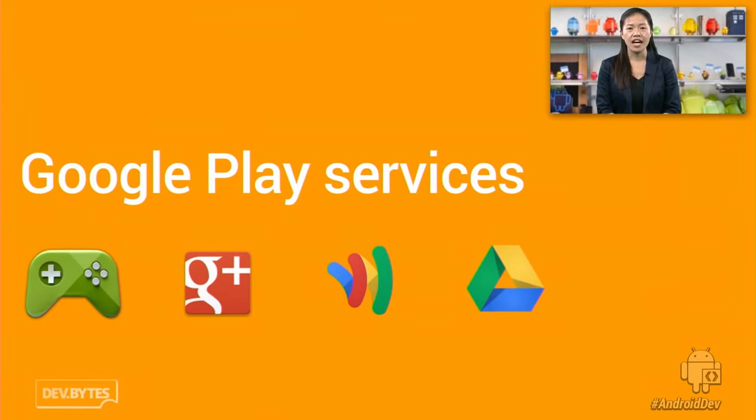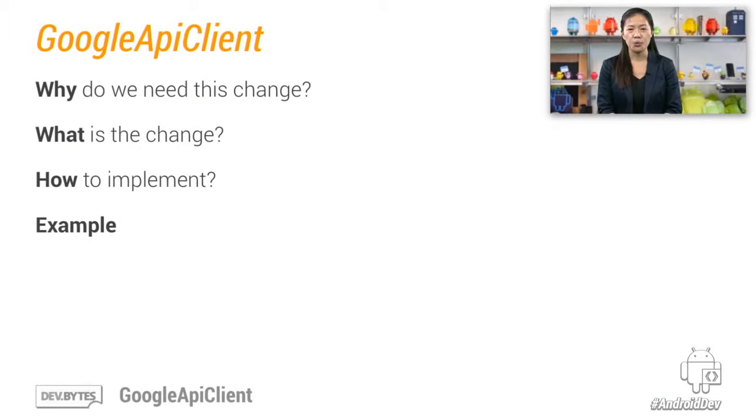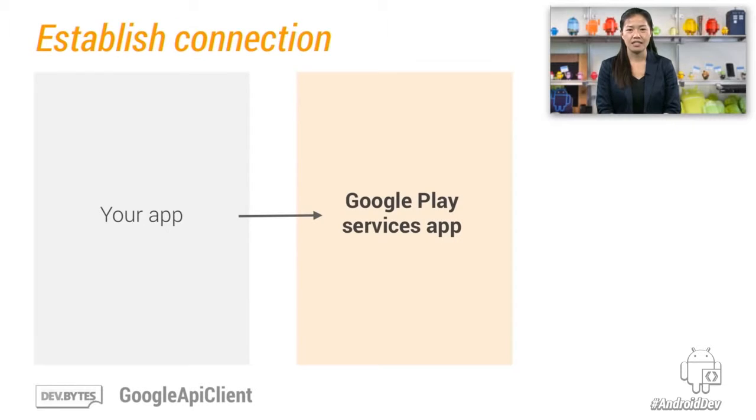In today's DevByte, I'll cover why we need this change, what it is and how to implement it, and step through an example together with you. So let's begin with the basics. To use all the great APIs provided by the Google Play Services app, you need to first open up a client connection to that process.